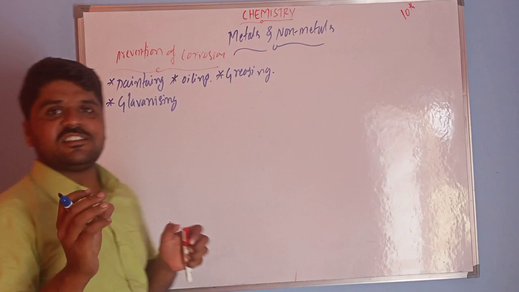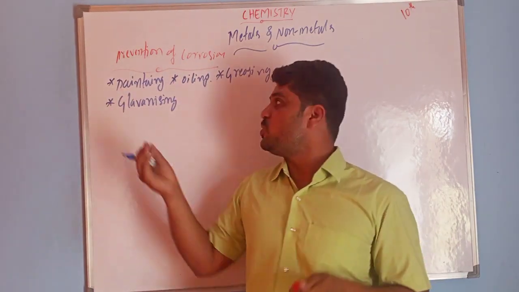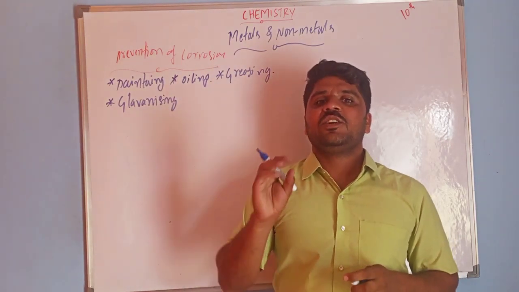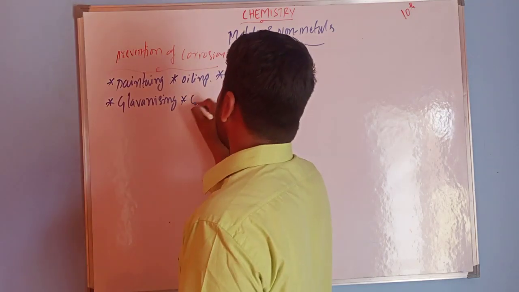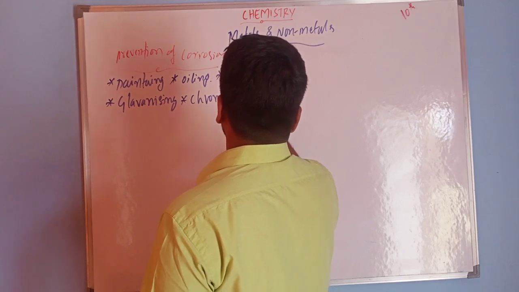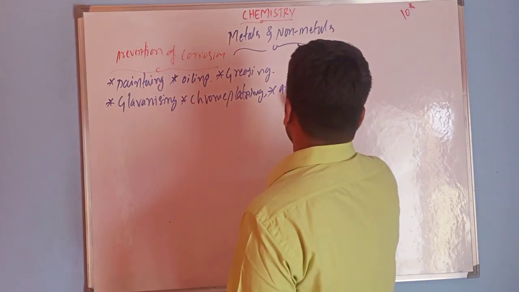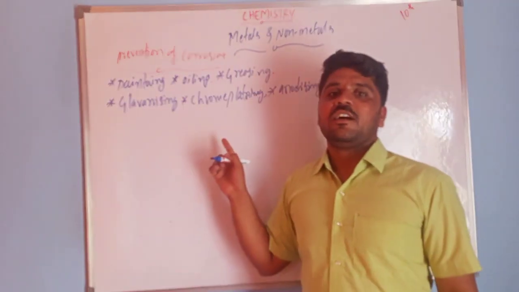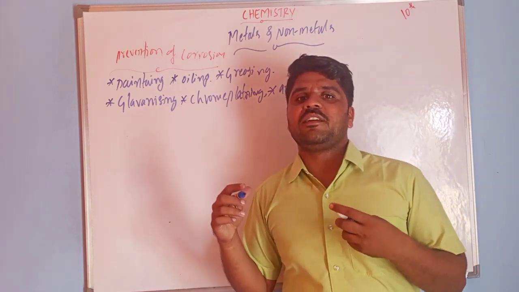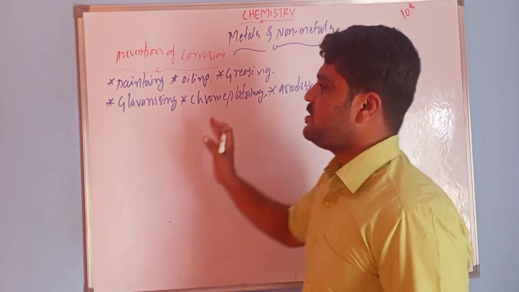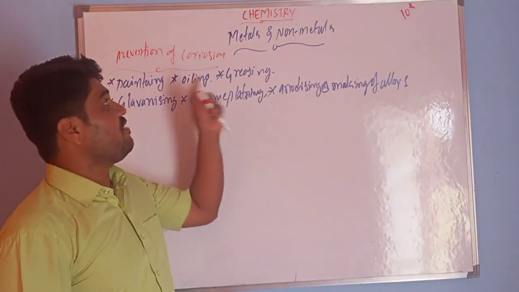Galvanizing is a method used to prevent corrosion. Next is chromoplating. Next is anodizing. Plating, anodizing, and one more, making of alloys. So these are the prevention methods of corrosion.